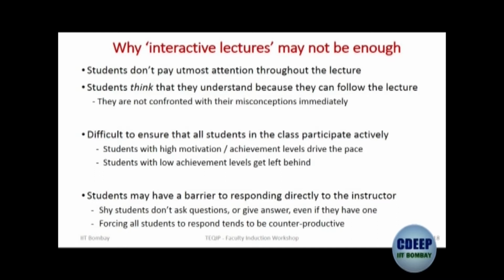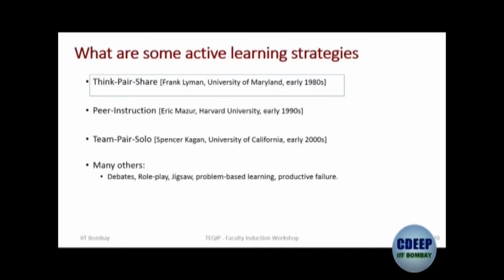I'll skip this slide. So what we want are some active learning techniques like think, pair, share that we have seen now. That was invented in the 80s, or peer instruction that we saw yesterday, that was invented in the 90s. These are active learning techniques that are useful both in a small class as well as a large class. So the key point is to learn the technique systematically and use it in your classroom.